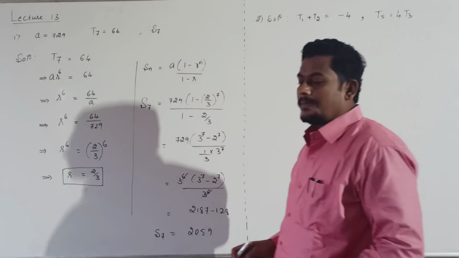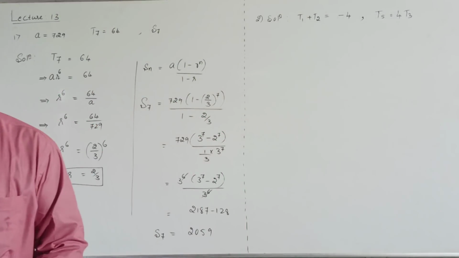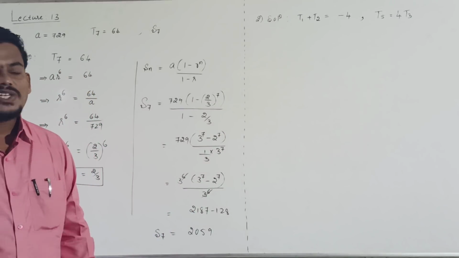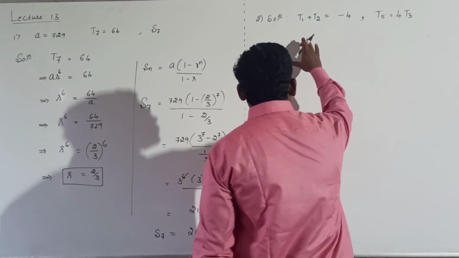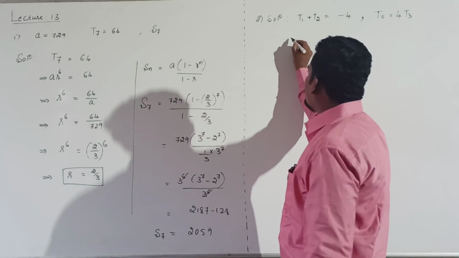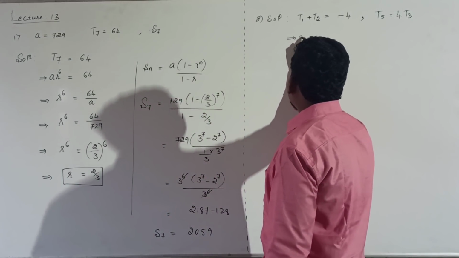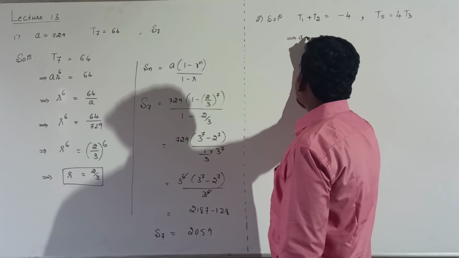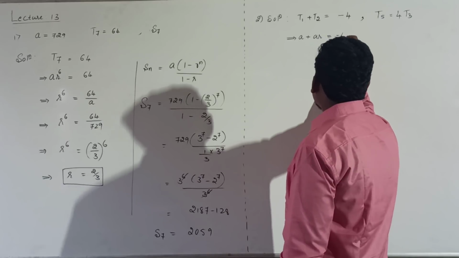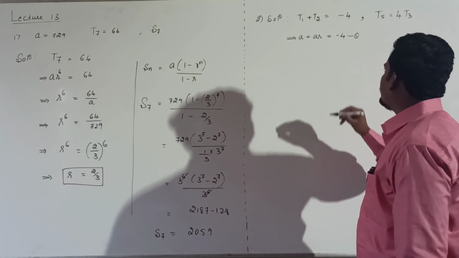Then find a GP. For finding a GP, we need first term and common ratio r value. Using these 2 conditions, find common ratio and first term. Then T1, first term is a. What is second term? ar. That's equal to minus 4. Take this as equation number 1.